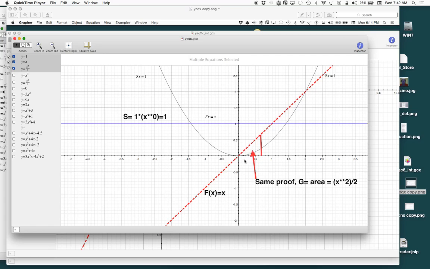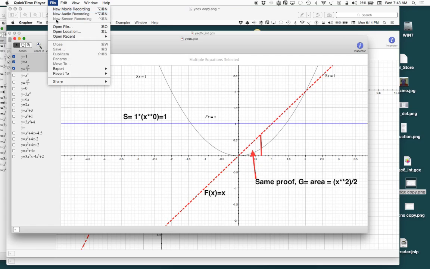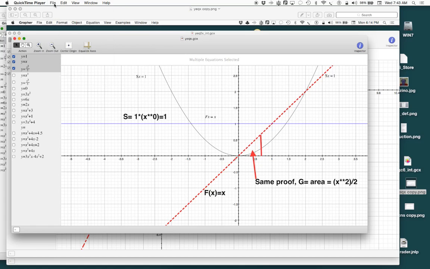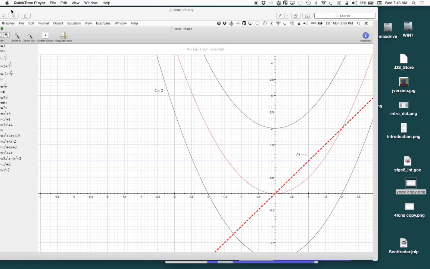x squared over 2. So in order to prove this, we have to figure out what this area is. The other thing that I want to talk about is that I showed that G had a C in it, so it should be C plus x squared over 2. And so let's look at what that looks like.